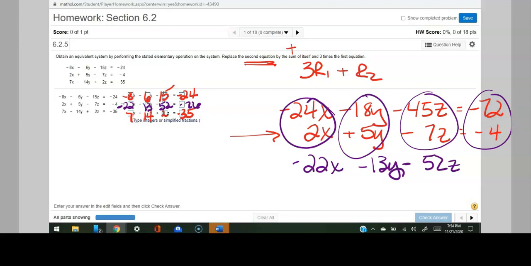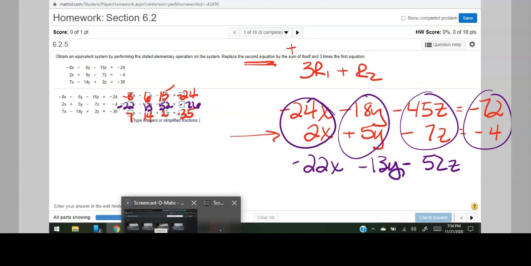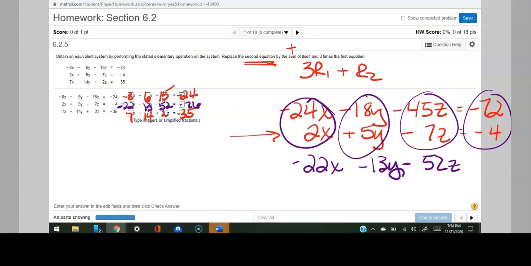Okay, so that is how we do number 1. Now I'm going to pause and go to number 2. Pausing. Hang on. I don't know what I'm doing.